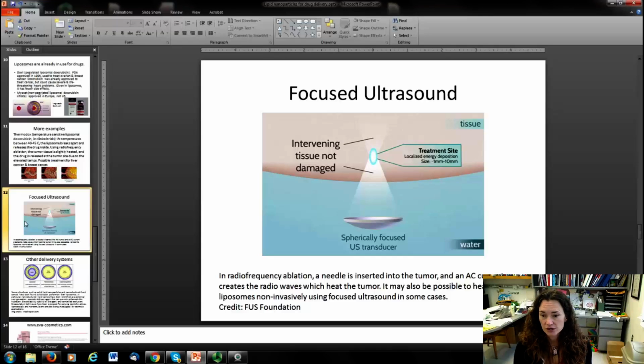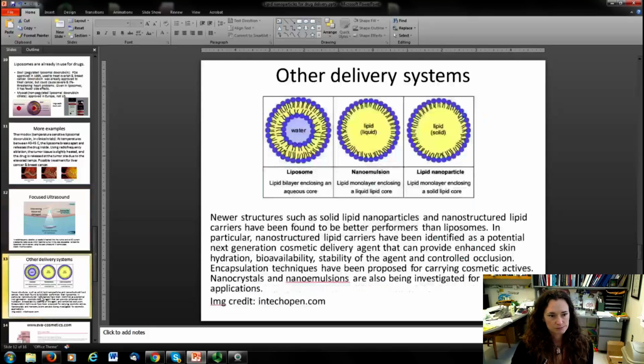And then you could heat the liposomes non-invasively, so maybe that's a possibility too. There's other delivery systems that are currently on the market, or currently being tested. Newer structures such as solid lipid nanoparticles, nanostructured lipid carriers and nanoemulsions have also been found to be better performers than liposomes. In particular, the nanostructured lipid carriers have been identified as a potential next-generation cosmetic delivery agent, and that can provide enhanced skin hydration, bioavailability, and stability of the agent, and controlled occlusion.